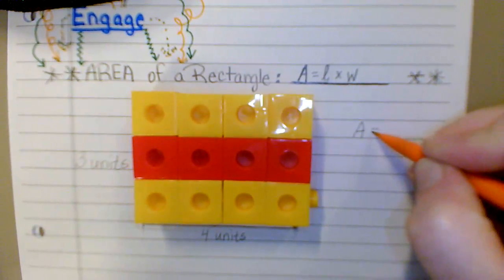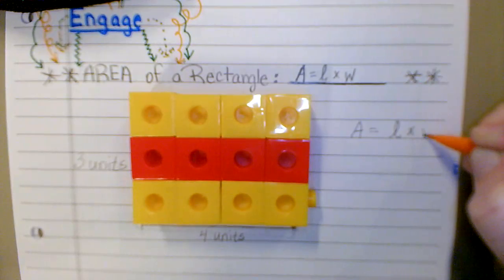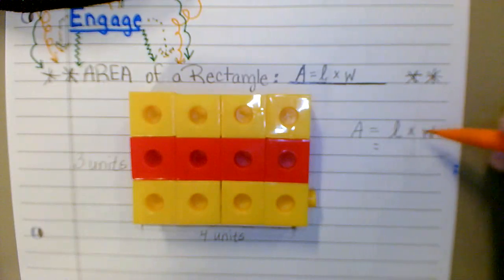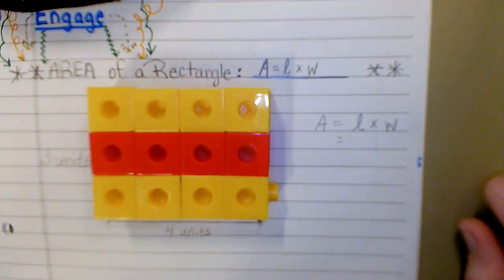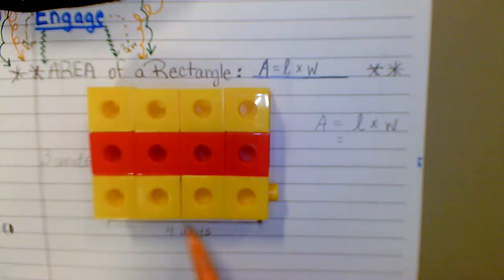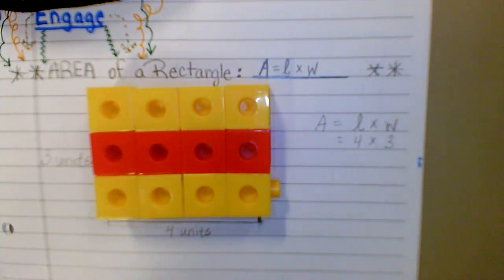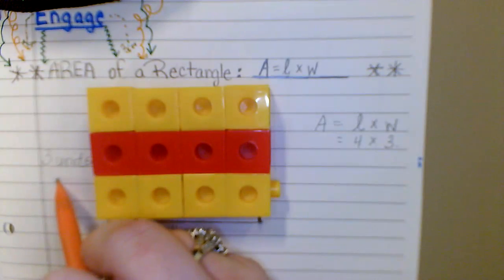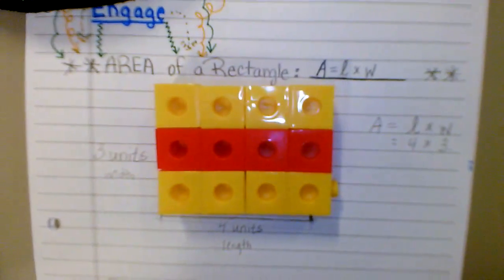Area equals, and this is where I would ask you guys to say it, you would say length times width. Now it doesn't matter which one we use as length and width, because either way, when we multiply our two numbers, we're going to get the same answer. So I'm going to say the length is 4 and the width is 3. I'm going to come down here and put some notes, that way I can remember. I'm going to put length and width. You don't have to do that part.